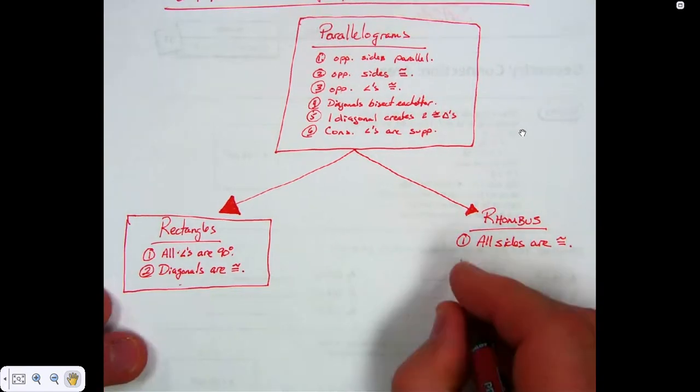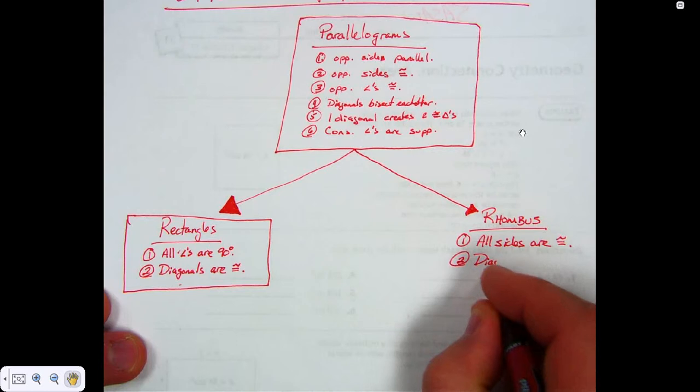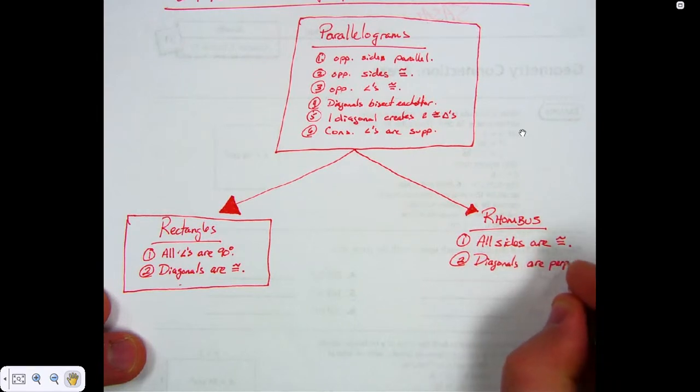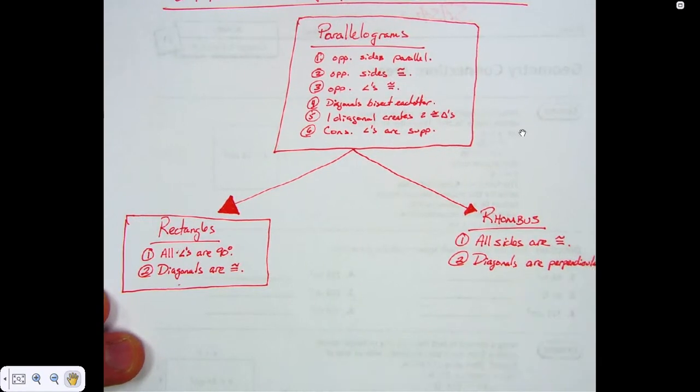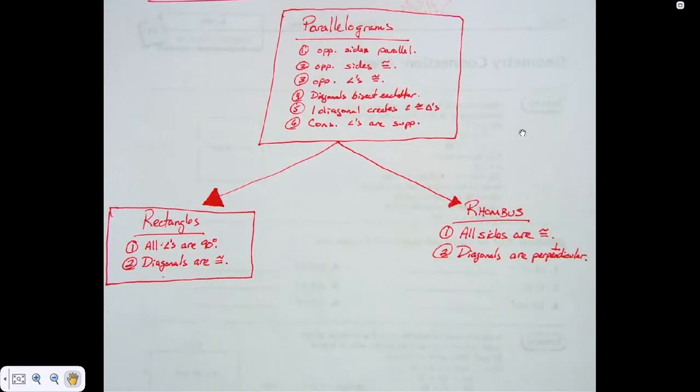You know what's also true about a rhombus? Diagonals are parallel. How could the diagonals be parallel? Well, I was just going off what you said. The diagonals are perpendicular.